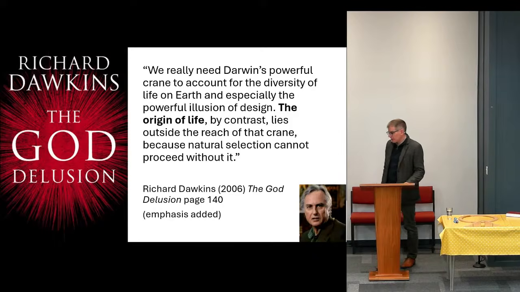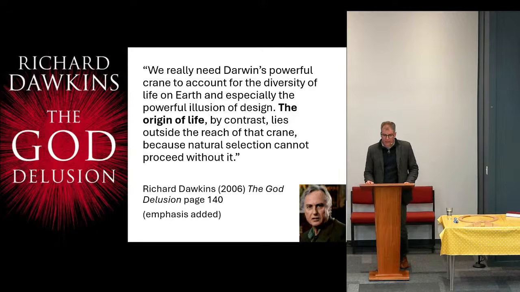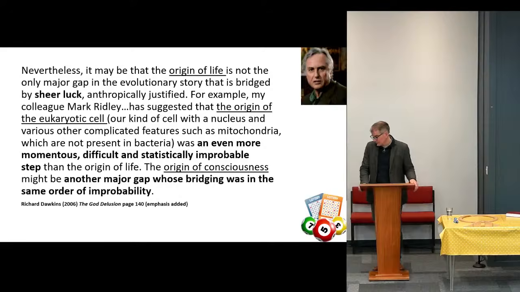"The origin of life, by contrast," he continues, "lies outside the reach of that crane because natural selection cannot proceed without it." Darwin's mechanism doesn't work unless you have life already. You have to have replication happening. You have to have small changes happening. You have to have genetic information being passed down across generations. Otherwise, the mechanism doesn't work at all. But Dawkins doesn't have an explanation for where life comes from. You'll remember in the quote from Brian Cox, he said, nobody knows how life originated in the first place. And Dawkins agrees with that.